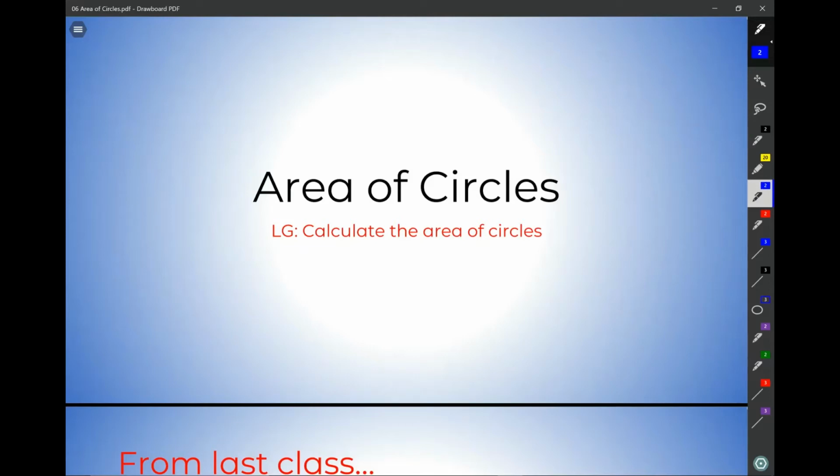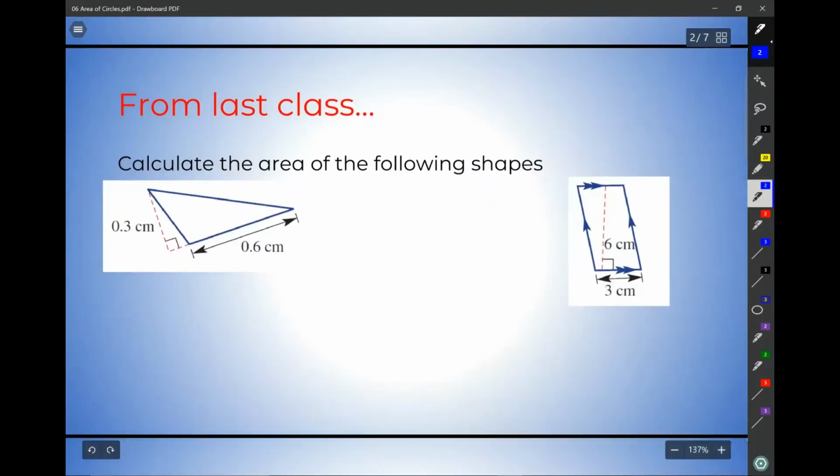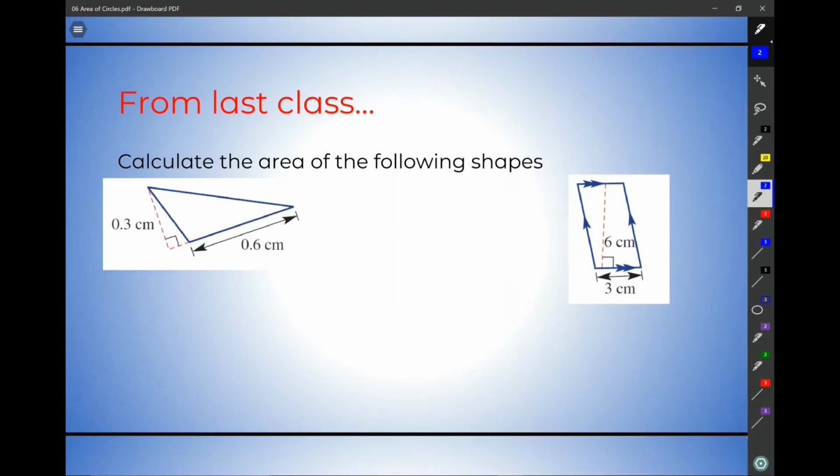In today's lesson, we're going to be moving on to cover the area of circles. Before we do that, we're going to do a quick bit of revision of calculating the area of these two shapes. I'll get you to pause the video and have a go at this by yourself. When you come back in a second, I will show you how to do it.